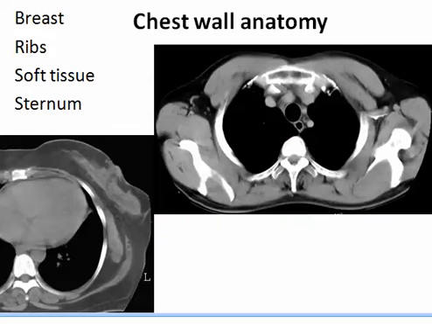Chest wall anatomy includes, of course, the breasts, the ribs, the soft tissues, and the sternum. These constitute the chest wall anatomy.